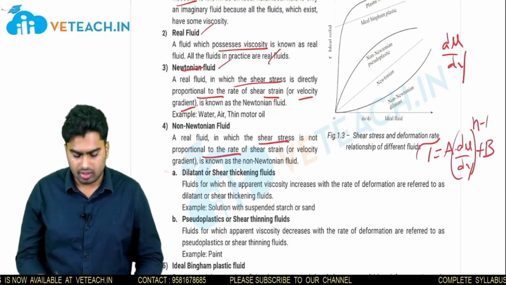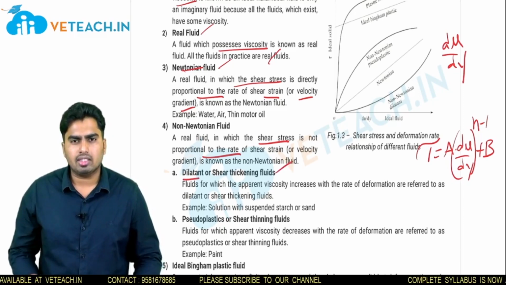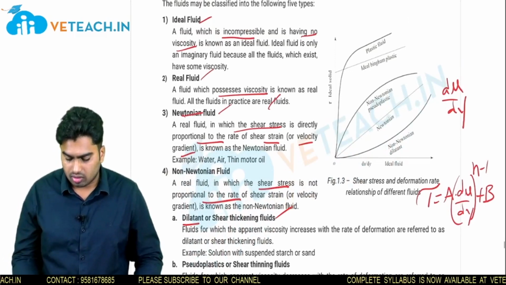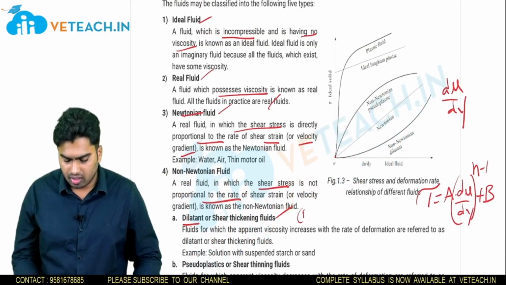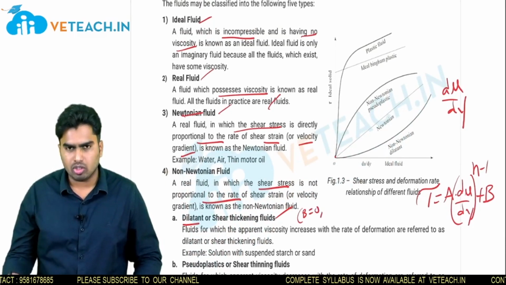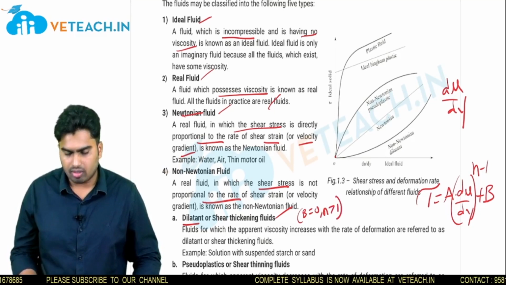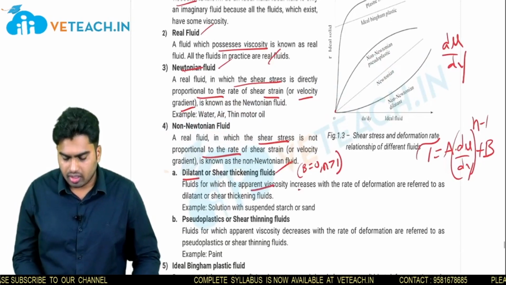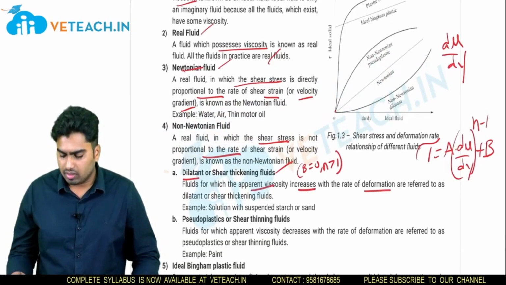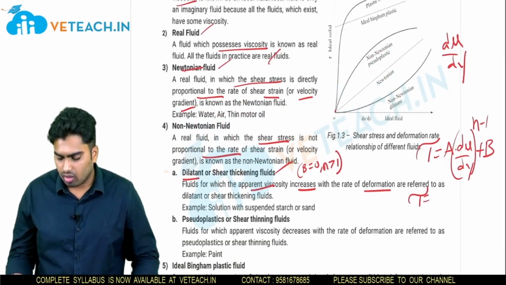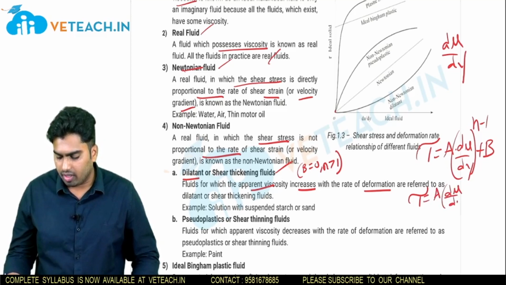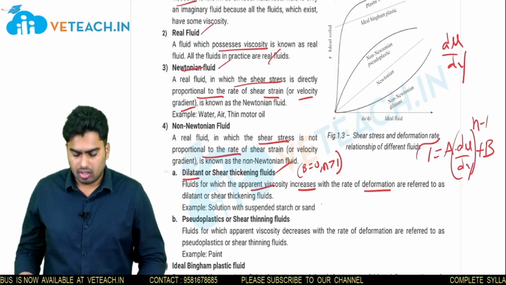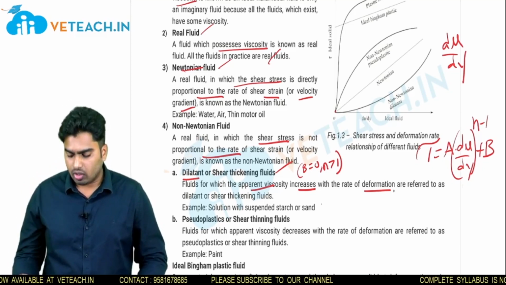The first type of non-Newtonian fluid is the dilatant fluid, which we also call a shear thickening fluid. If you see the graph, the dilatant fluid passes through the origin. That means for dilatant fluids, B is equal to 0, and it also has an increasing slope, that is, n is greater than 1. This is the condition for dilatant fluids. For dilatant fluids, the apparent viscosity increases with the rate of deformation. Let us write the equation as tau is equal to A into (du by dy) power n.